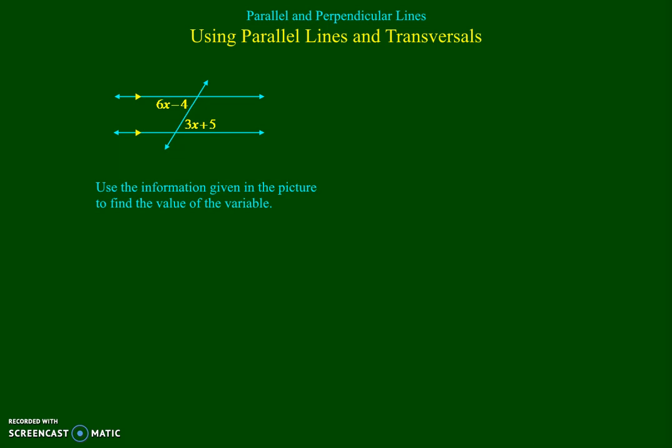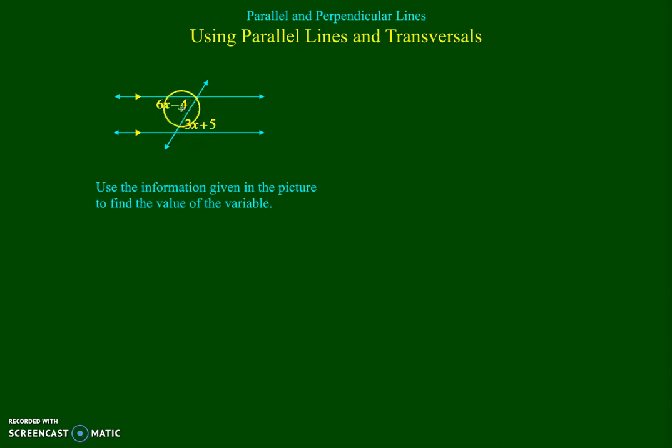So to begin with, here we have a problem, and we can see we have 2 parallel lines cut by a transversal, and we have 2 expressions given in 2 of these angles. Now the first step is to identify what are these angles. Well, we can see that these angles are on opposite sides of the transversal and they're inside the walls of the fort. So these are alternate interior angles.